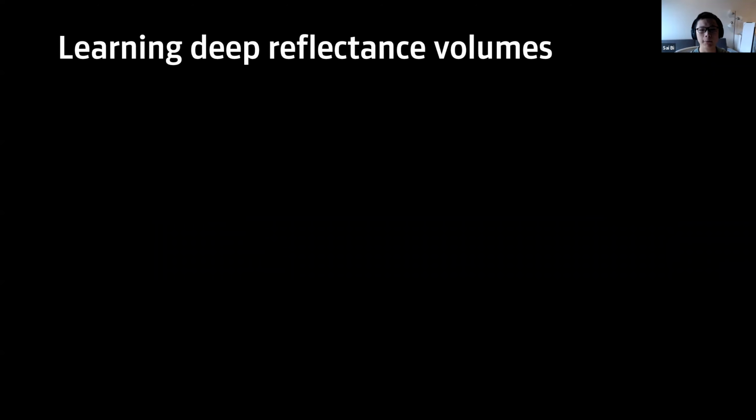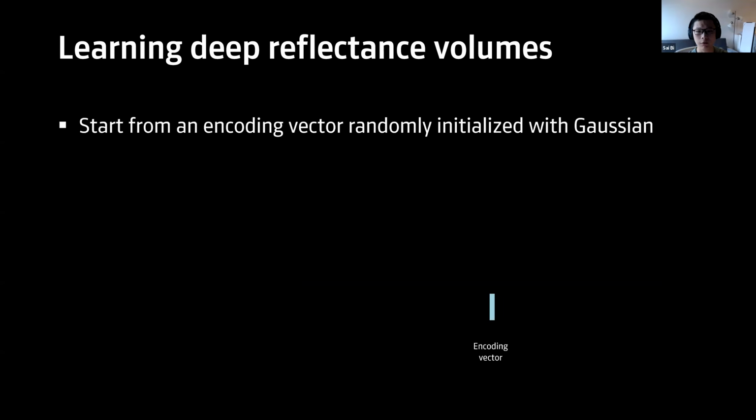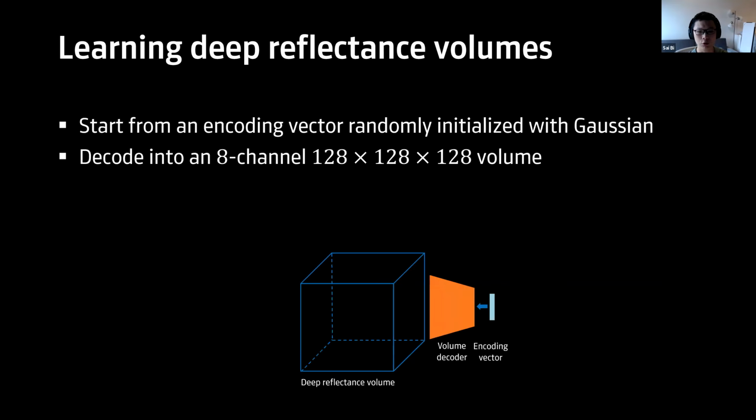We apply deep prior-based optimization to estimate such a volume. We start from a 512 channel encoding vector, randomly initialized with a Gaussian distribution, and decode it into a 3D volume that has a size of 128. We use a 3D convolutional neural network as a decoder. Each voxel in the volume consists of 8 channels, including 1 channel opacity, 3 channel normal, 3 channel diffuse albedo, and 1 channel specular roughness.